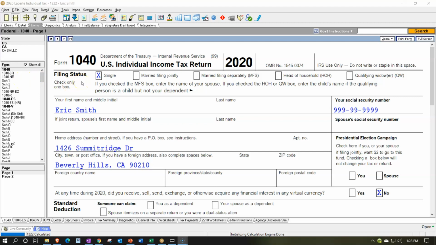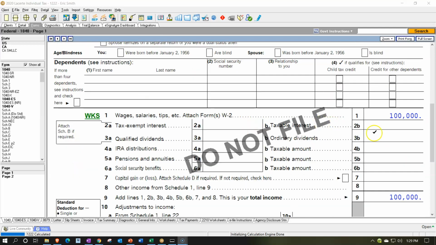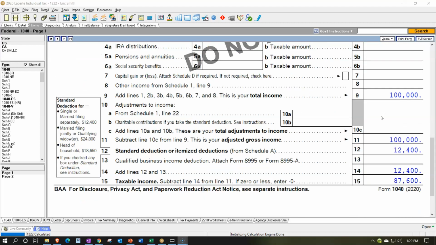We're going to be jumping back and forth from the data inputs to the forms to take a look at different scenarios, the tax software making it easier for us to do so. So we're going to be starting off with our standard scenario start off where we have the single tax filer, Eric Smith, that lives in Beverly Hills 90210. We have then the wages at the 100,000 being our starting point, W-2 wages to start off with. We have the 12,400 being the standard deduction. That brings us to the 87,600.